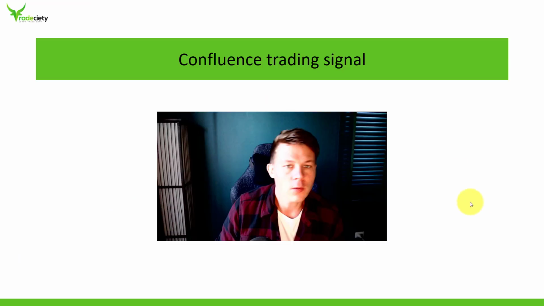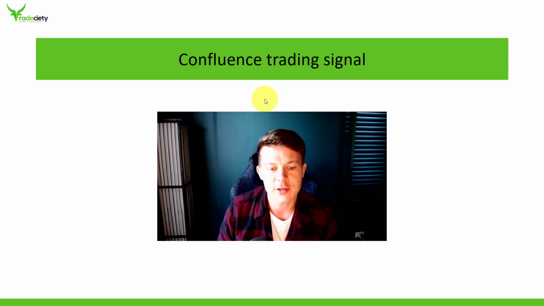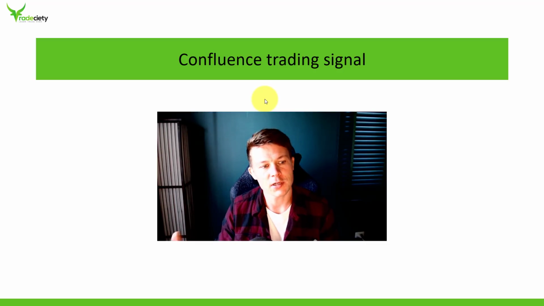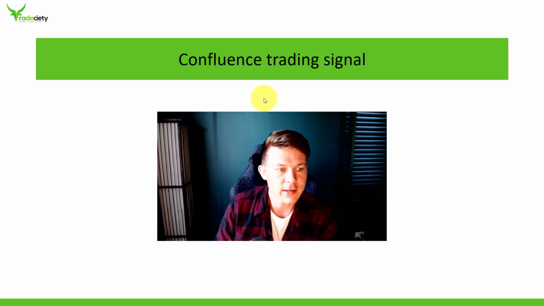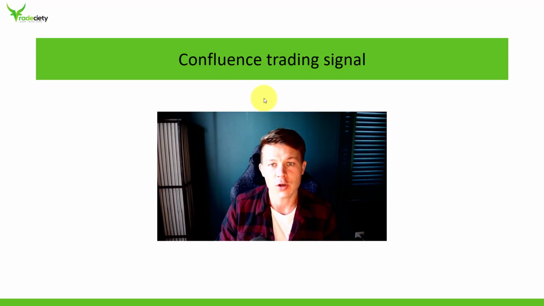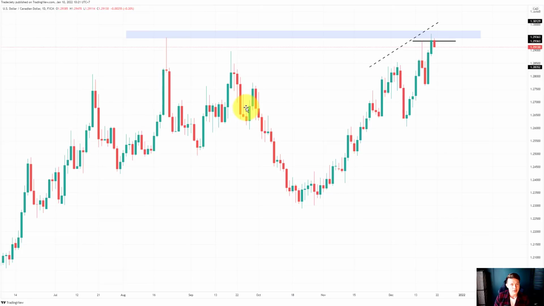I've talked already quite a bit about confluence in this video, and confluence basically means that you have multiple signals, tools, and concepts of technical analysis that point towards the same trading idea. And in technical analysis in general, the best trades happen when you have as many positive confluence factors that show you a similar idea.